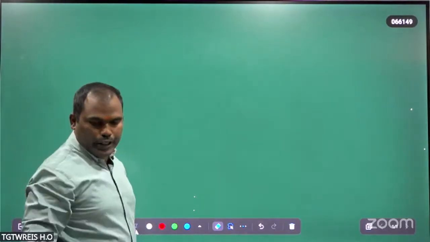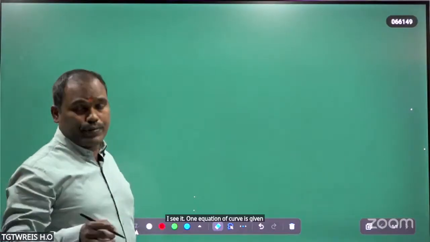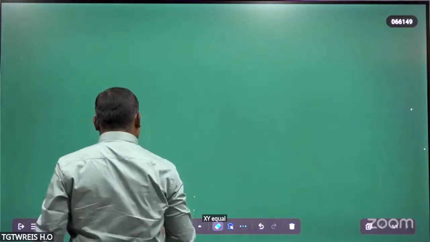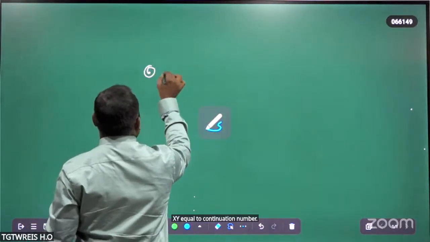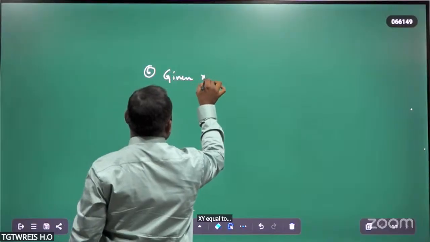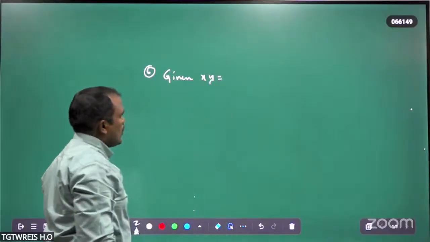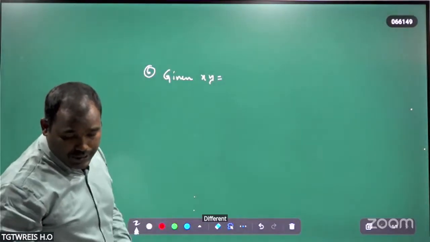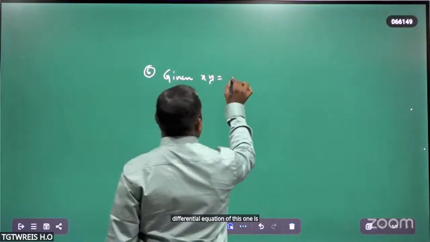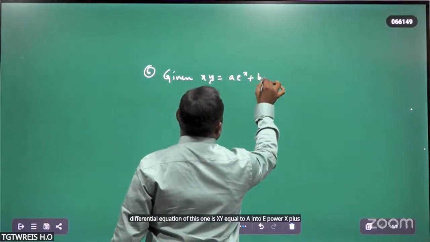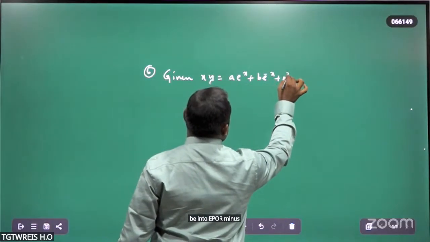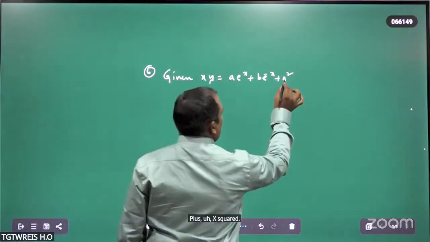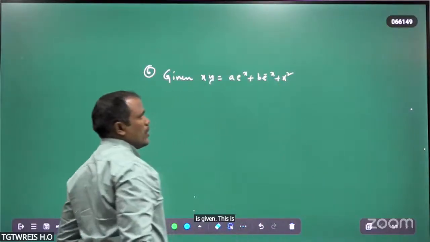See here, one equation of a curve is given, then form the differential equation. How to do it? The equation is xy equal to a into e power x plus b into e power minus x plus x square. This is the equation of the curve.